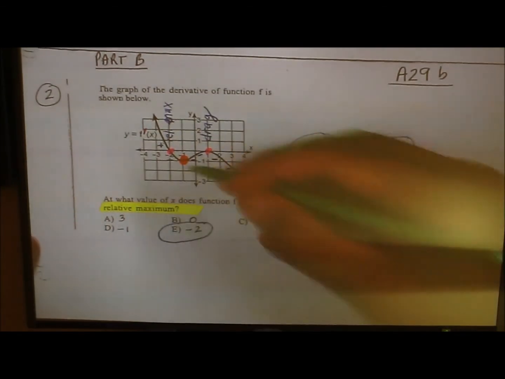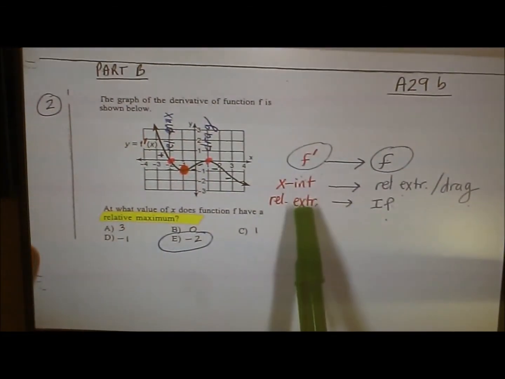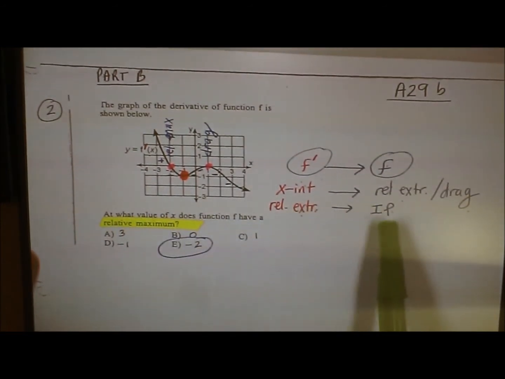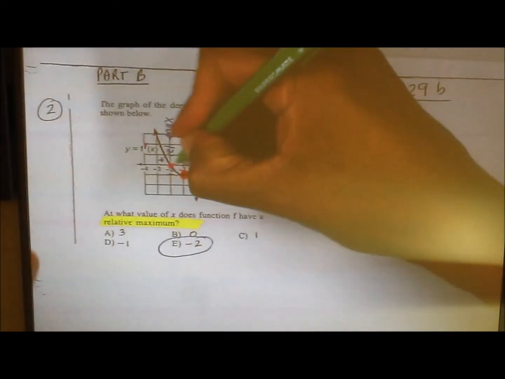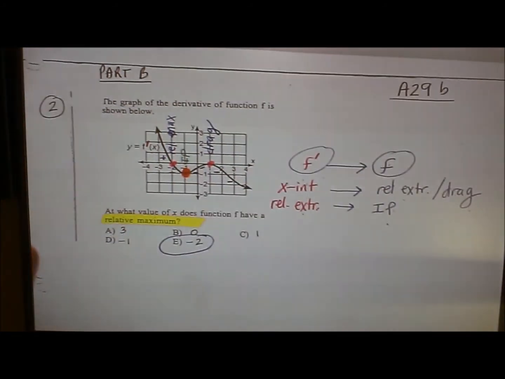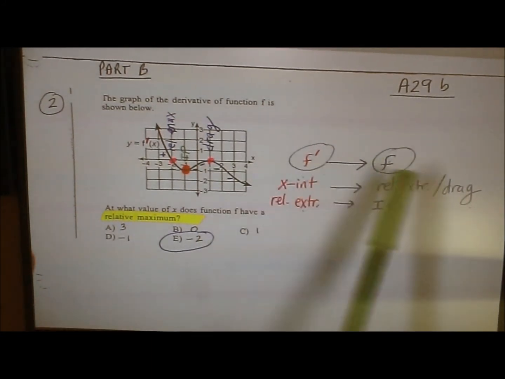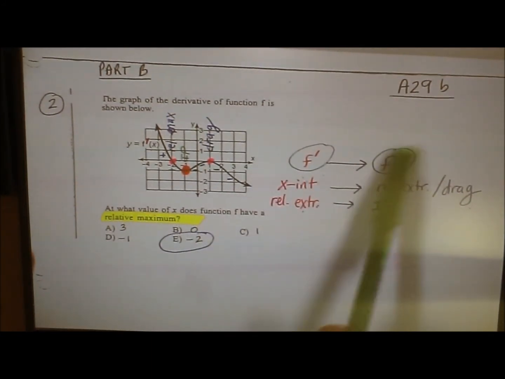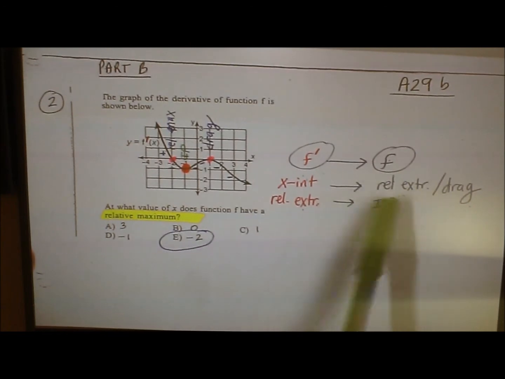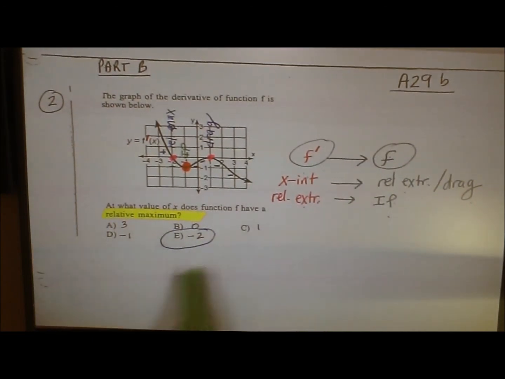So then my question to you is, what's going on at x equals negative 1? Well, at x equals negative 1, f prime is a relative extrema. That means that f has a what? You're right, an inflection point. So these special points on f prime are also special things going on in f that you should now at this point be able to just recognize by looking at them, which is kind of the purpose of this question.